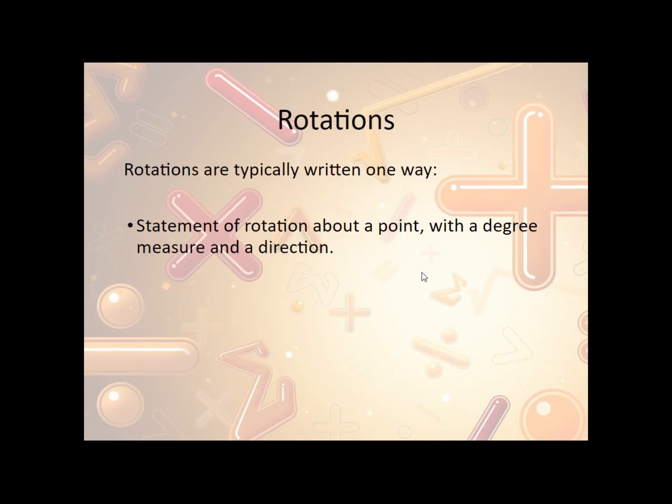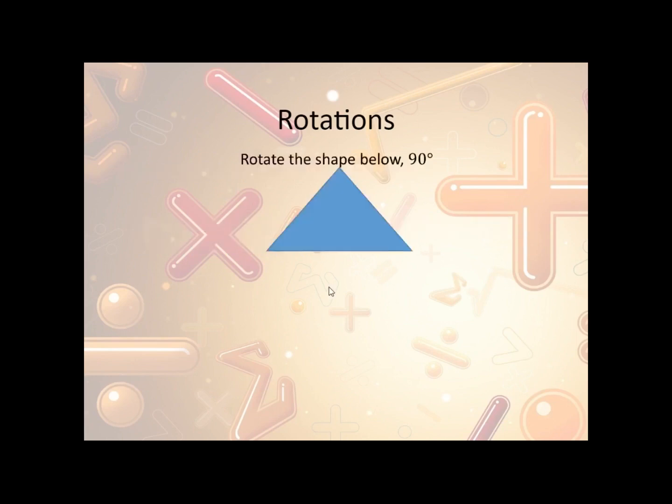So rotations are typically only written in one way. It's a statement about a point, and for everything we do, it will always be the origin. And then it's going to give you a degree measure. So how far are we rotating? We're rotating 90 degrees, 180 degrees, etc. And then it will tell you a direction.